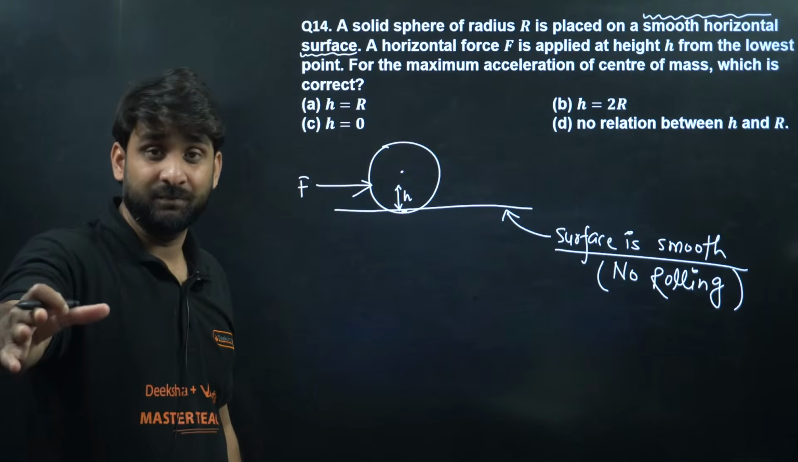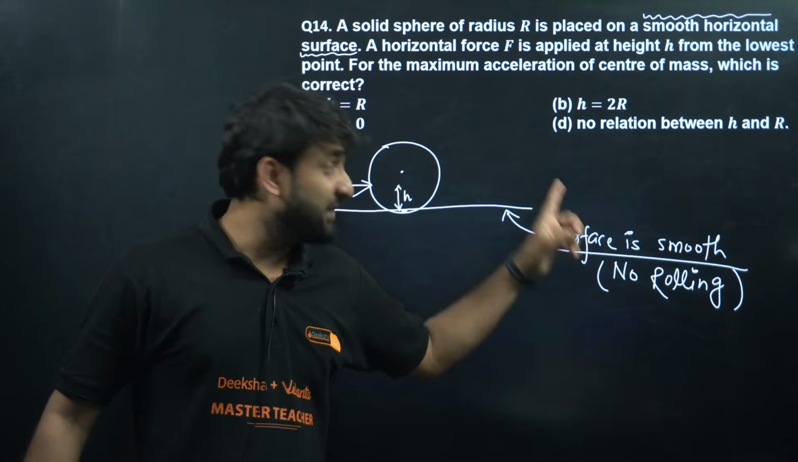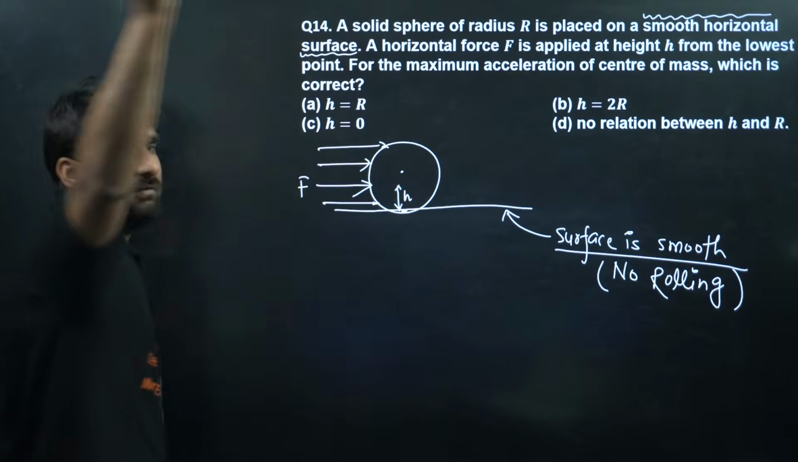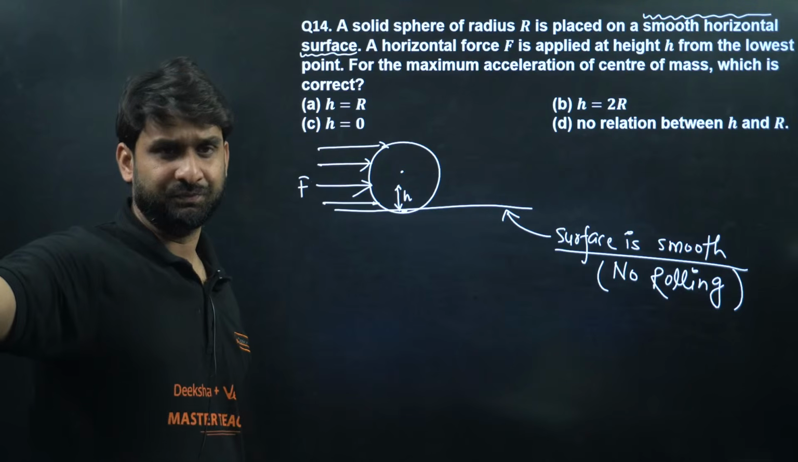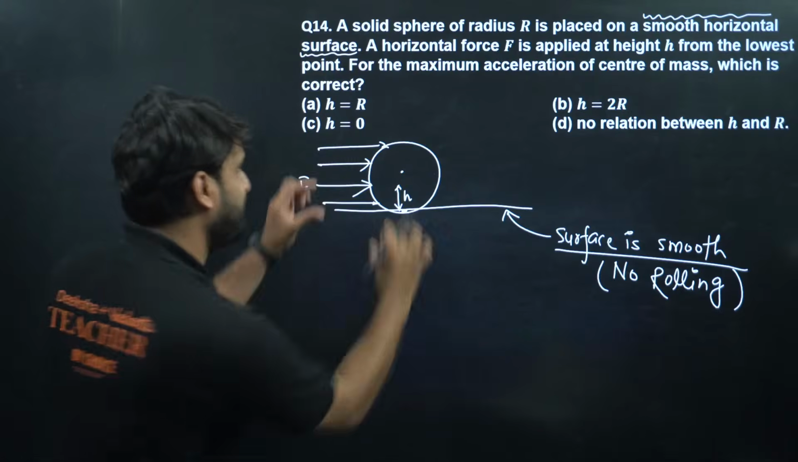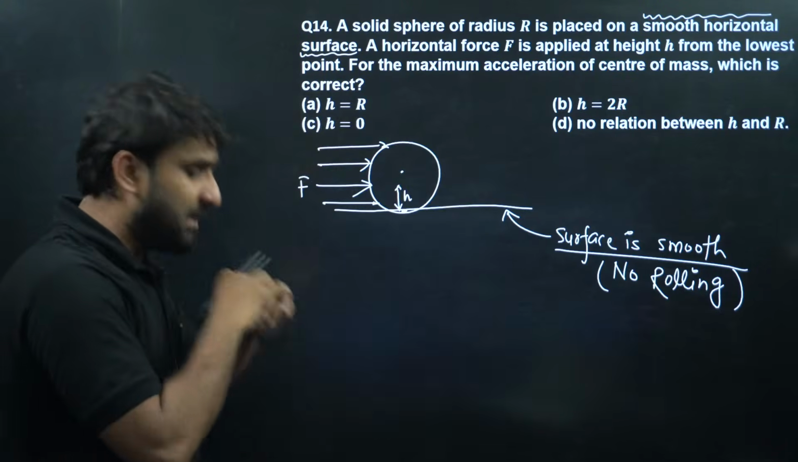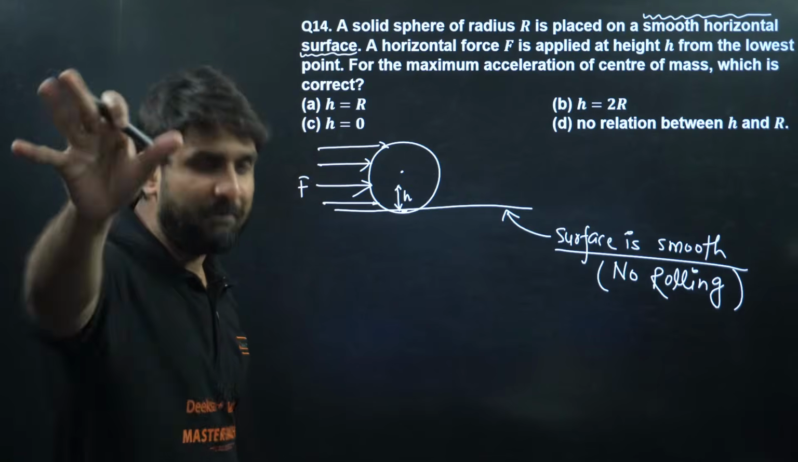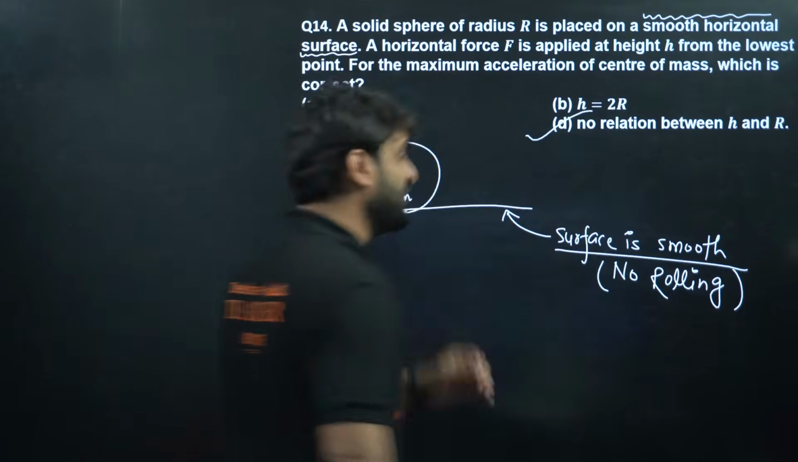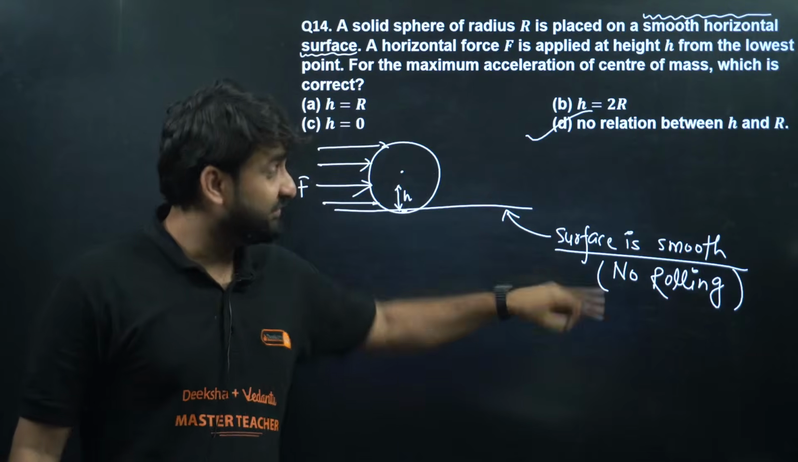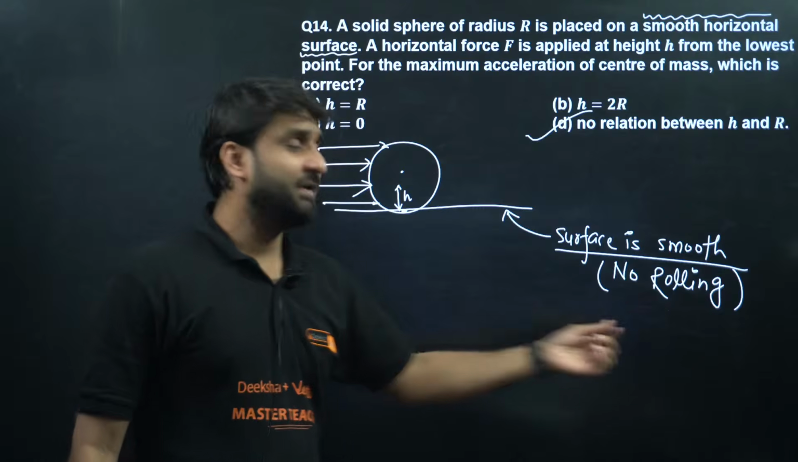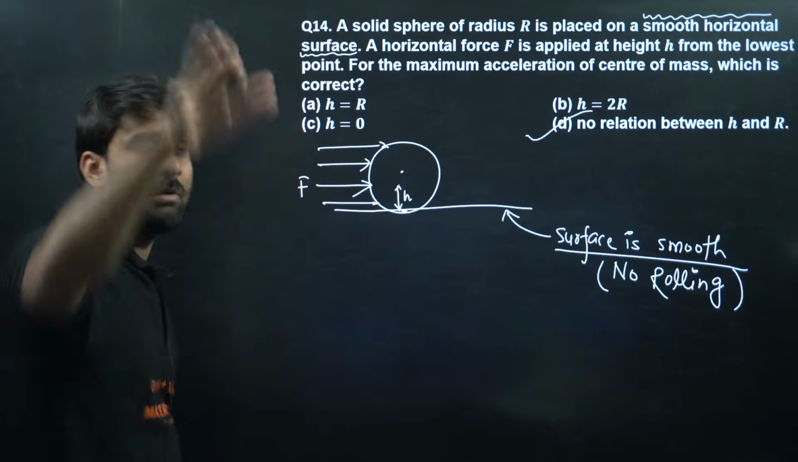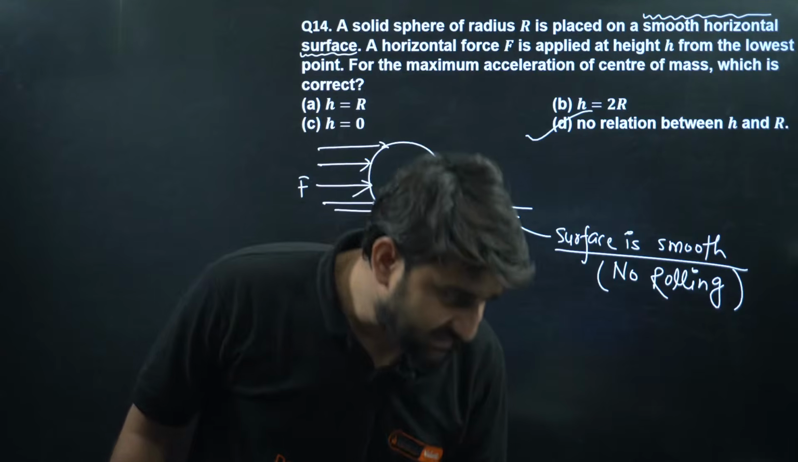My dear champion, if the motion is not rolling, then wherever you apply the force, there will be no impact on acceleration. So for minimum and maximum acceleration, there is independence of height. There is no relation between h and r. Why? Because the surface is smooth, and if the surface is smooth, no rolling motion is there. So whether you apply the force at the bottom or at some height h, 2 meters, 3 meters, whatever, there will be no impact on maximum acceleration. This is the answer.